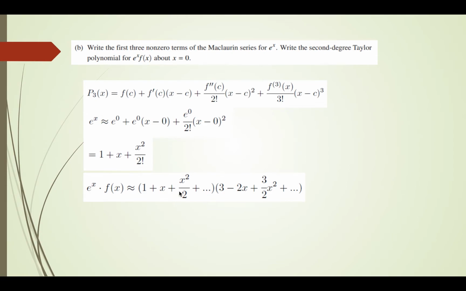And then I'm going to take my x squared over 2 and distribute that. I'm going to multiply it by 3, which will give me 3 halves x squared. And again, I'm not going to go any further than that because that would give me a cubic term, which is more than we want for a second degree Taylor polynomial.